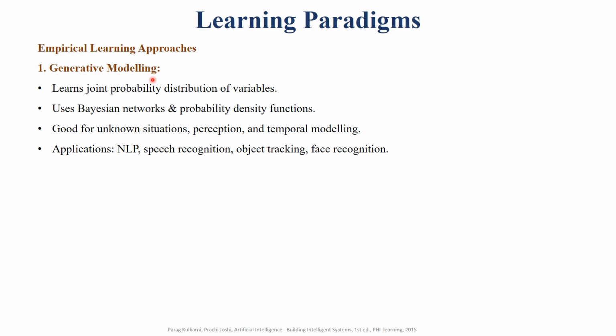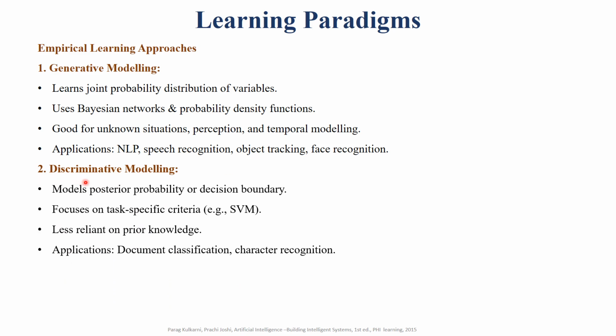Number one, generative modeling. It learns the joint probability distribution of variables. It uses Bayesian networks and probability density functions. Generally, this model is good for some unknown situations, perception and temporal modeling. Some of the applications include NLP, speech recognition, object tracking, face recognition.